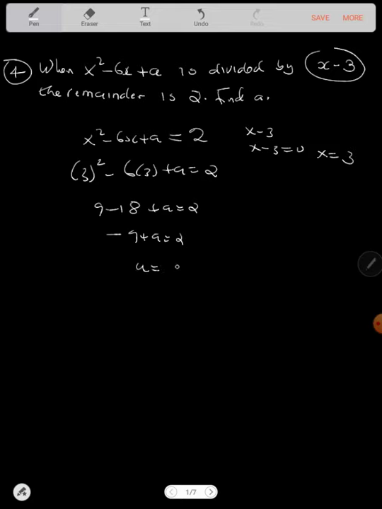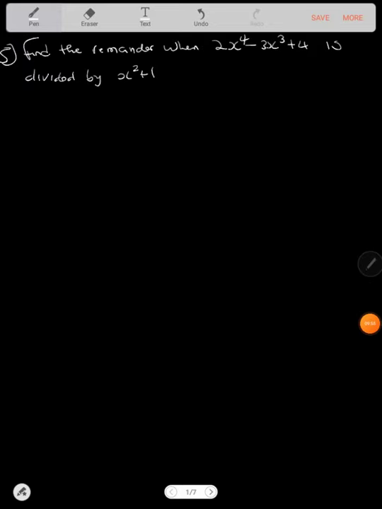So a is equal to 2 plus 9, and a will be equal to 11. There are questions where you are asked to find the remainder when 2x to the power 4 minus 3x cubed plus 4 is divided by x squared plus 1. So use long division to find the remainder, because we cannot find the exact value of this.